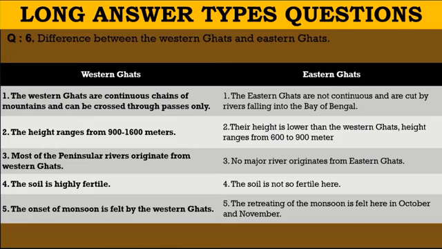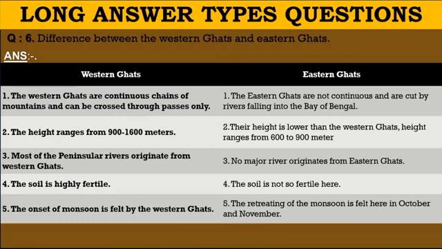Question number 6, difference between the Western Ghats and Eastern Ghats. Western Ghats. First, the Western Ghats are continuous chains of mountains and can be crossed through the passes only. Second, the height ranges from 900 to 1600 meters. Third, most of the peninsular rivers originate from the Western Ghats. Fourth, the soil is highly fertile.